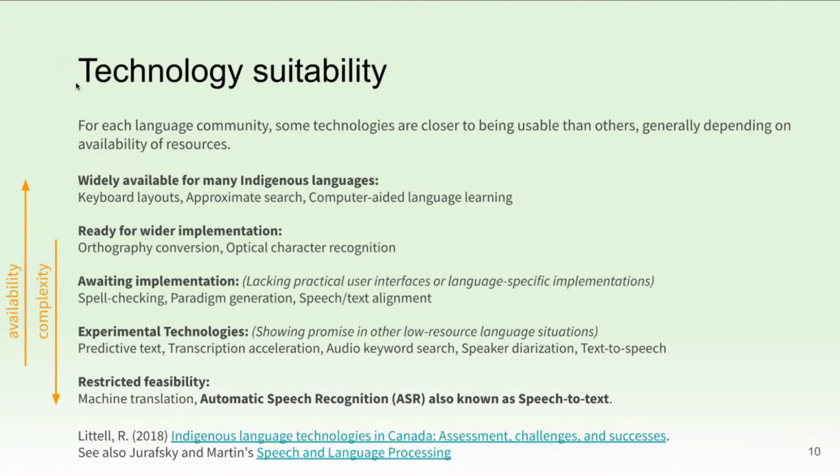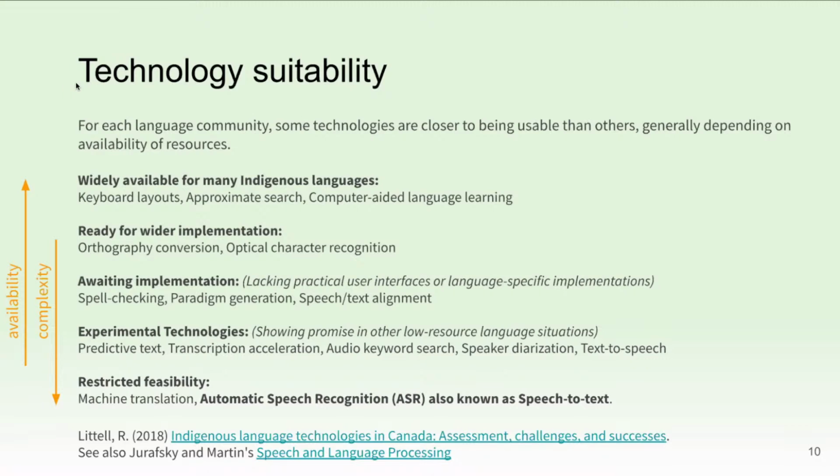This is a lovely list that was put together by Richard Little, Indigenous Language Technologies in Canada, where the availability and complexity of language technologies has been used to rank the ease and the availability of language technologies out there for the world's languages. So the simpler technologies, so by simple, we think maybe they're simpler to set up, they may be simpler to run, are more widely available for many languages.